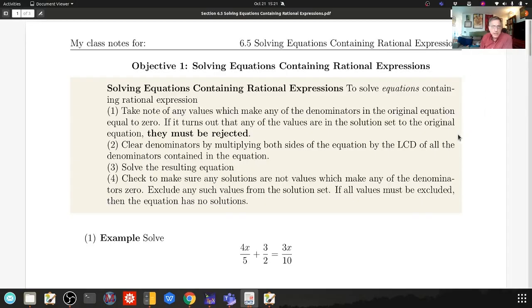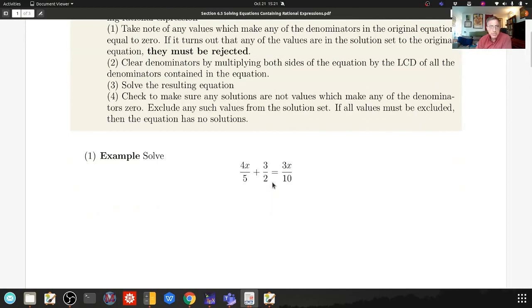Okay, this is section 6.5, solving equations containing rational expressions. So this is pretty much what we do when we're given an equation that is involving rational expressions. This is an example one right here. All three of these are rational expressions.